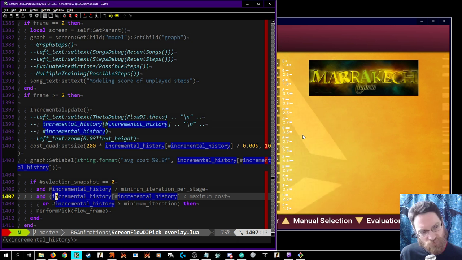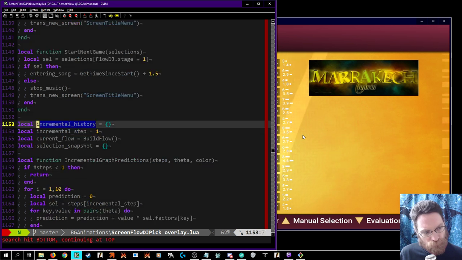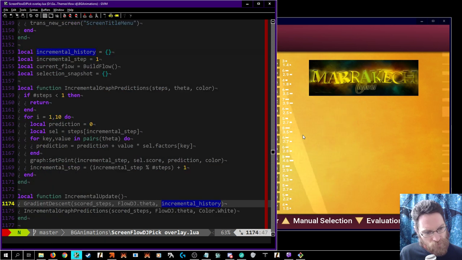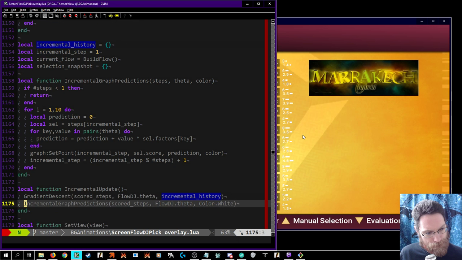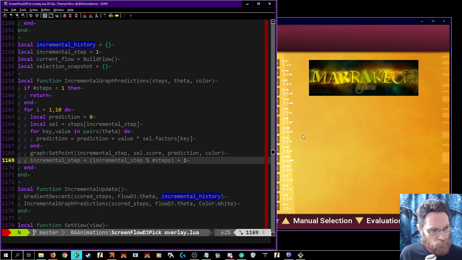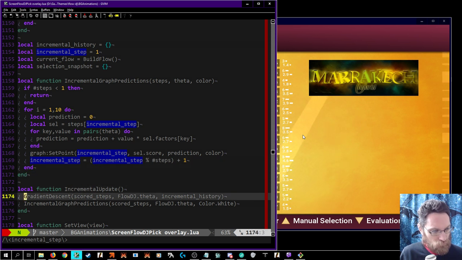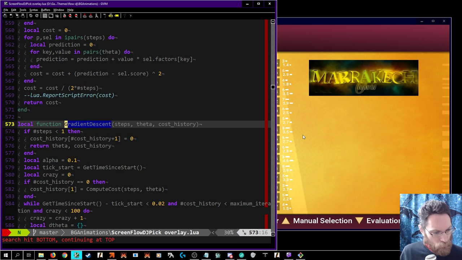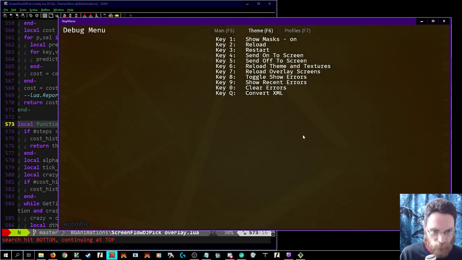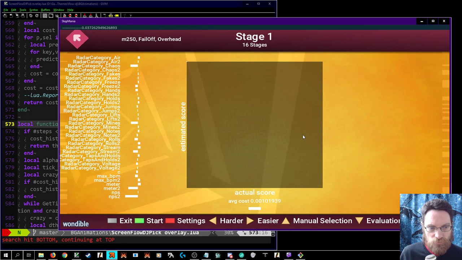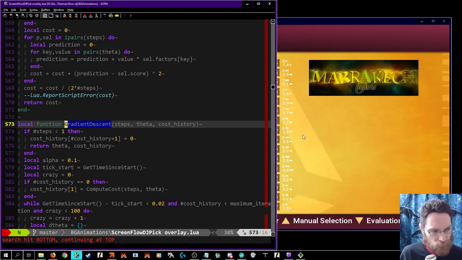Oh, because I was graphing this at times, and it's still a way to keep track of that. So we're keeping track of an incremental step, which is local to this screen, starts at 1. Gradient descent is doing the theta, which our theta is preserved. So every time we reload, we don't see any points.